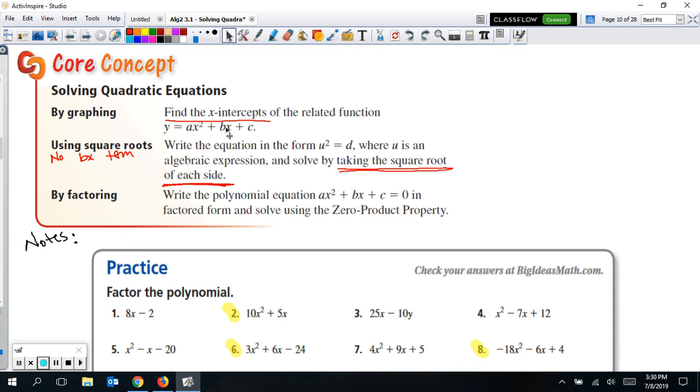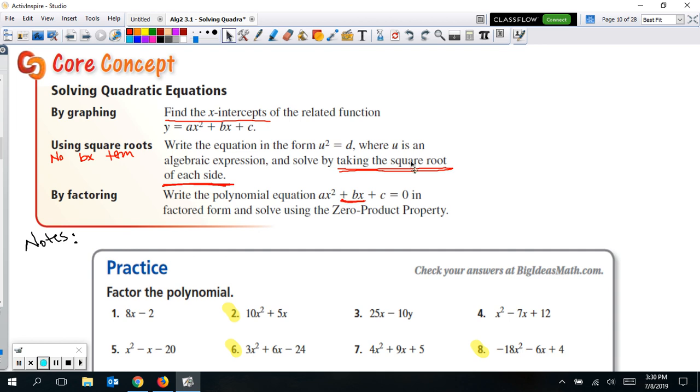If it does have a bx term, well then you'll be using factoring. This one has a bx term here. So if it does have the bx term, you want to check factoring, because factoring will then be the next probably easiest way to solve the quadratic equation. If you have all three terms, or at least these first two, you would want to try factoring.